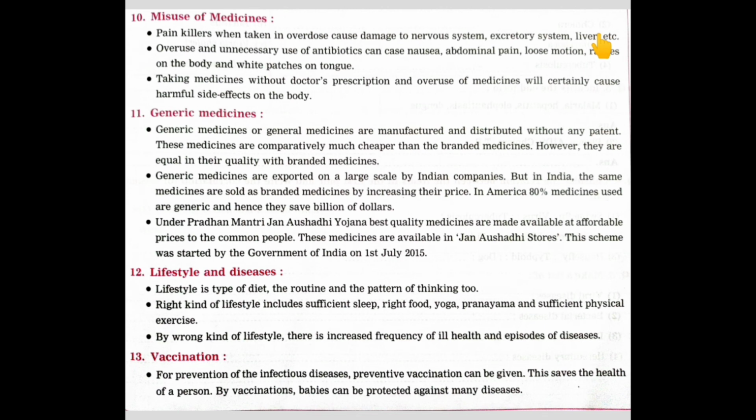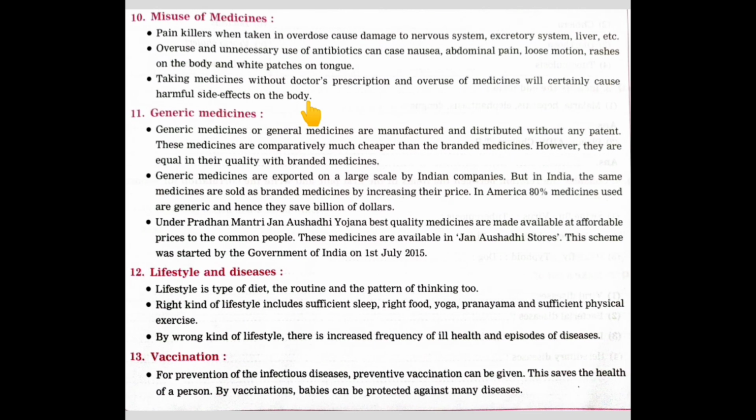Then overuse and unnecessary use of antibiotics. When there is no necessity and we still use antibiotics, it can cause nausea, abdominal pain, loose motion, rashes on the body and white patches on the tongue. So the use of antibiotics should be limited and not unnecessary. Taking medicines without a doctor's prescription and overuse of medicines will certainly cause harmful side effects on the body.